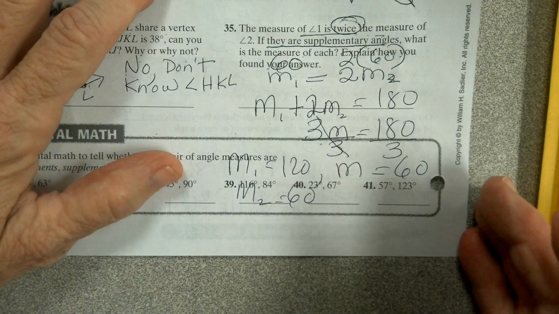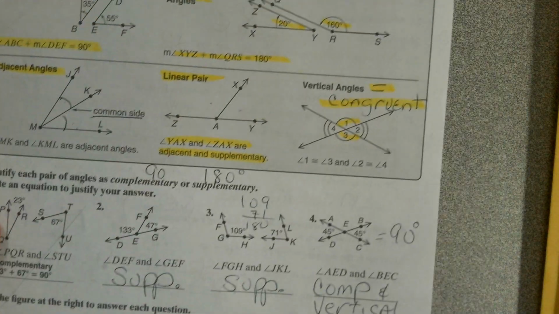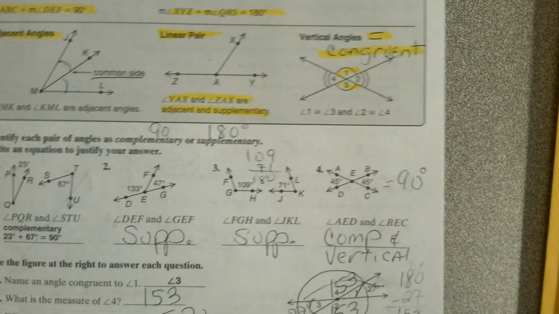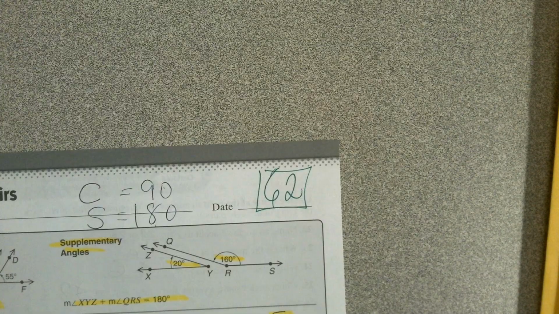Okay. That's a lot of stuff. You can put that away. You can put it in your binder, unless you want to take it home for some reason. That's the number, is it? I think so, too. 62.